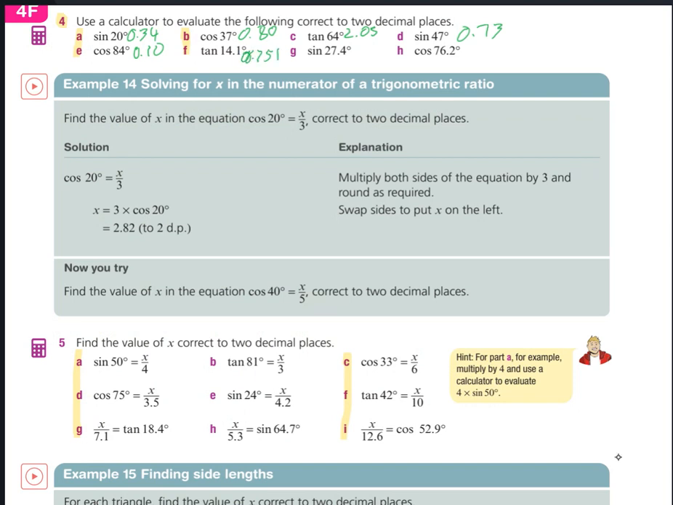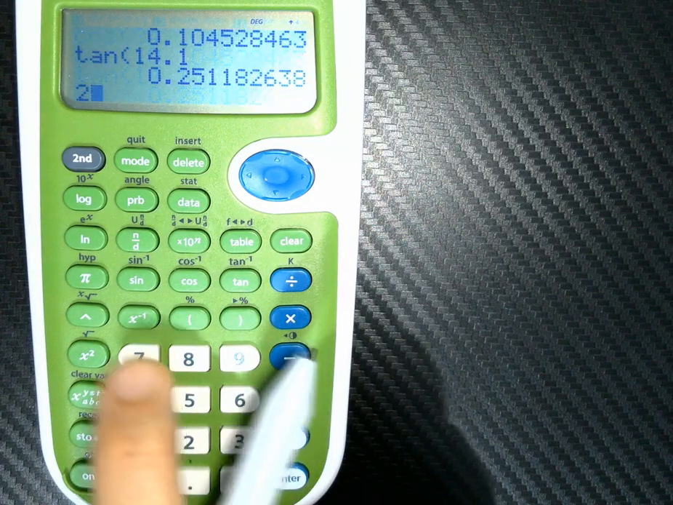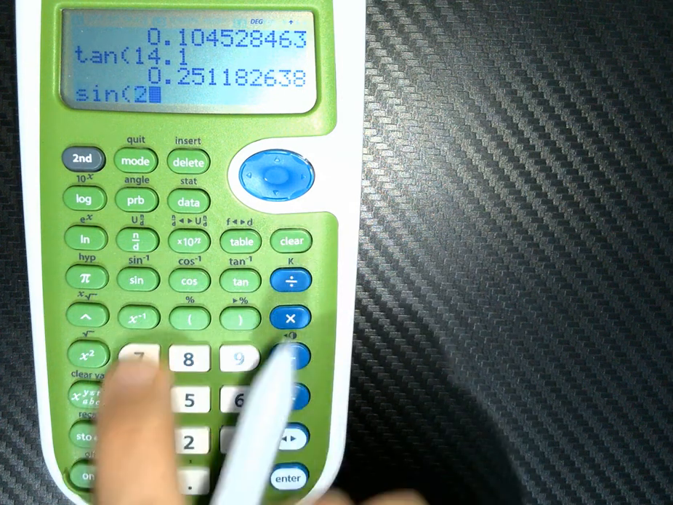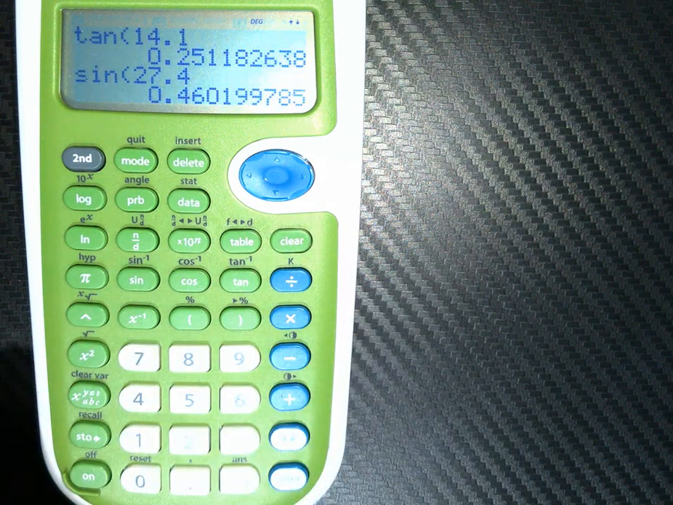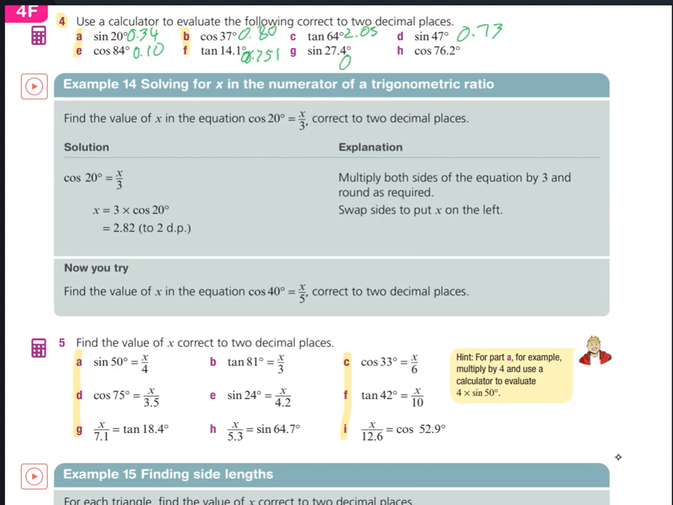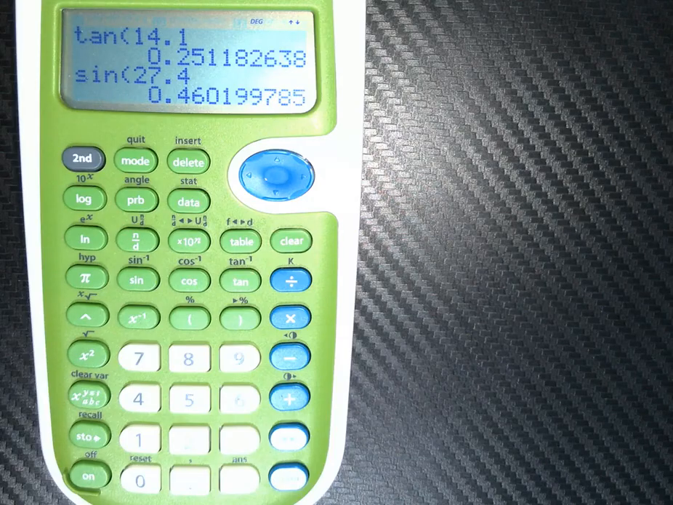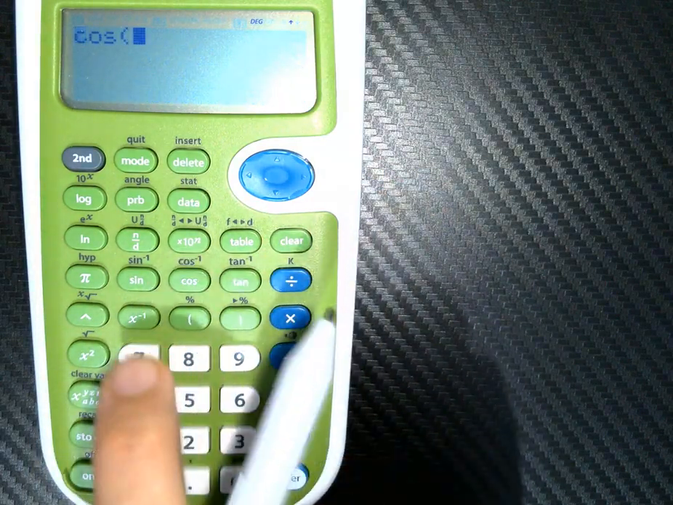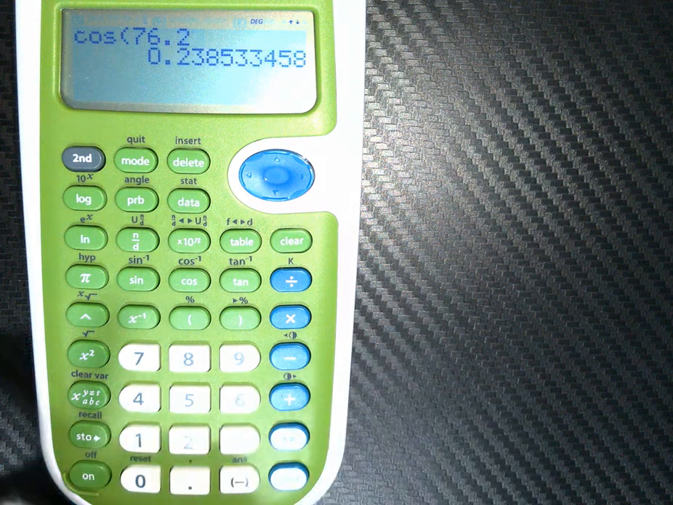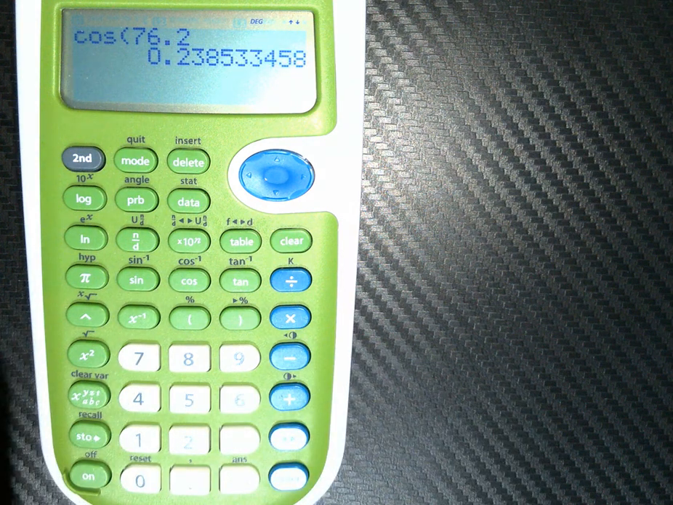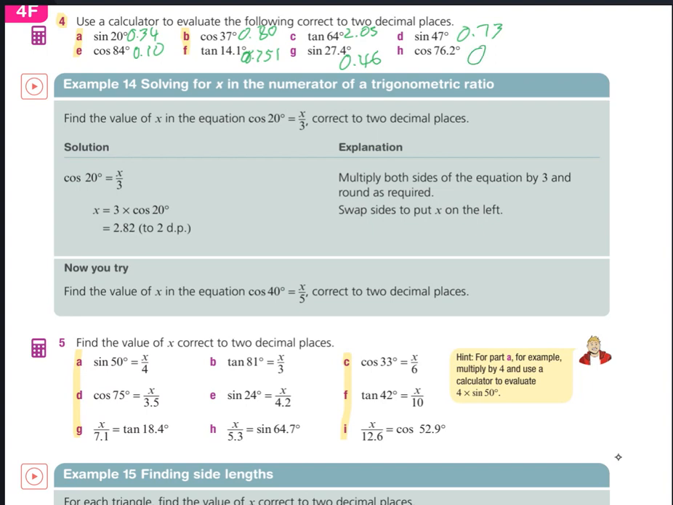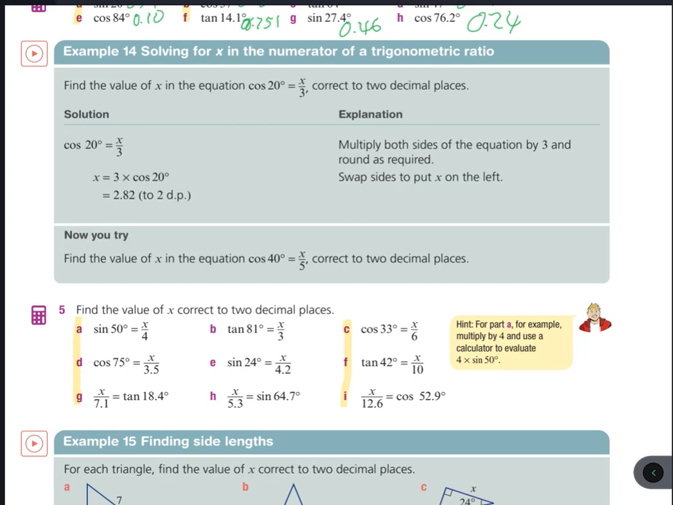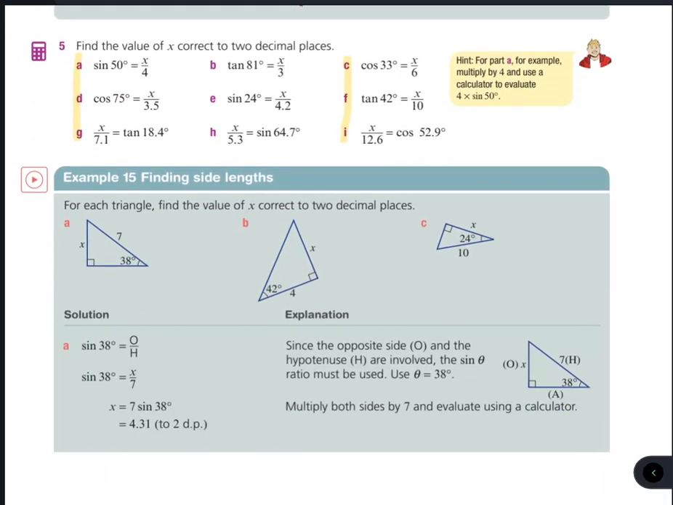Sorry about it looking messy. Next one, sine 27.4. That's 0.46. And the last one is cos 76.2. 0.238, which will have to round up to 0.24. Alright, find the value of x correct to two decimal places.